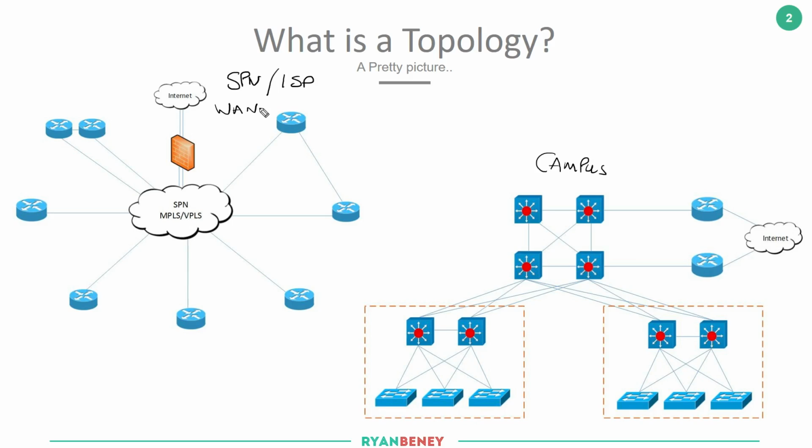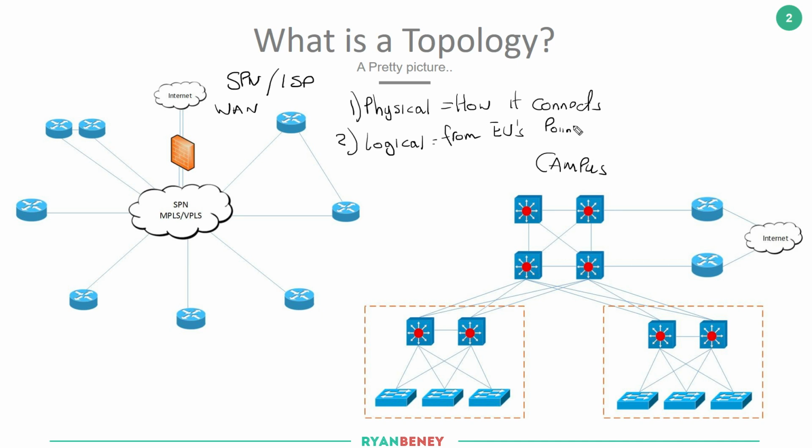Now, a topology itself comes in two forms. It can be one, physical, or it can be two, logical. Now, the way to think of this would be physical is how the cables actually connect together. Okay, so how it connects. And logical is, the way I think of this, from the end user's point.